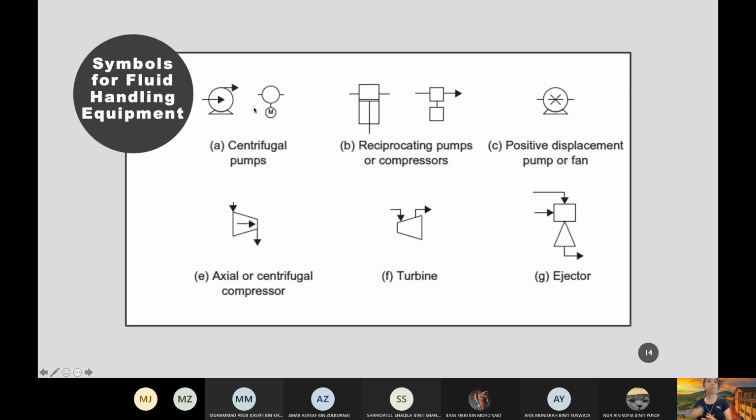Next one, pump. So you have also centrifugal pump. You have compressor pump, axial or centrifugal compressor, turbine, ejector, so on and so forth. Okay, tapi tak apa if at this stage, sebab biasanya dalam design project 1 part 1 ni memang banyak benda kita tak sure lagi. Okay, let's say you're not too sure what type of pump that you want to use, tak apa, guna je yang basic centrifugal pump, tak apa dulu.